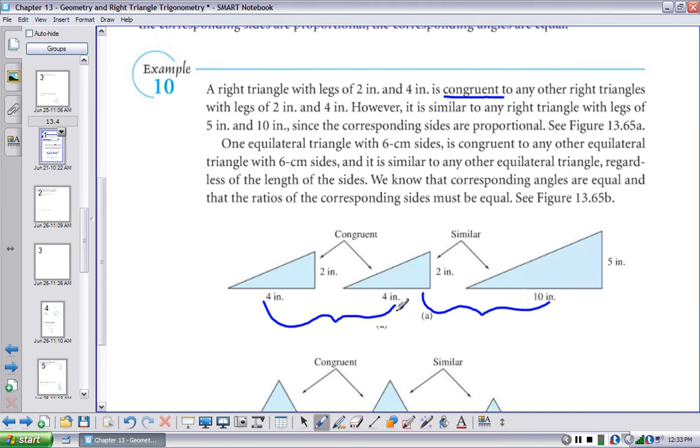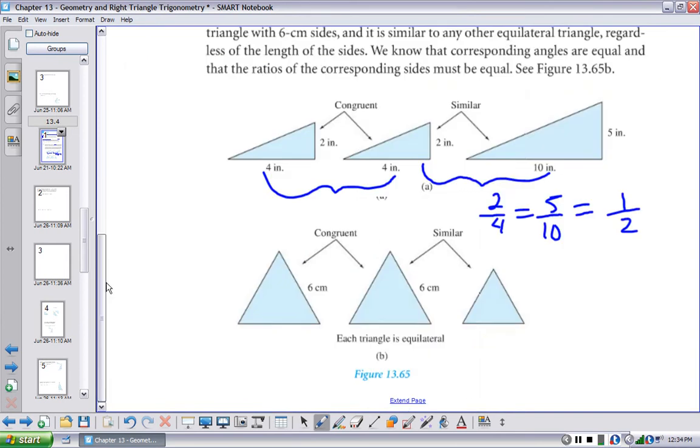Whereas if you look at the second two, here we have 4 inches, 10 inches, 2 inches, 5 inches. So it looks like they are proportional, because 2 over 4 is the same as 5 over 10. Both of those reduce to 1/2. So those are similar. Notice they're similar in that the sides are proportional, not the same. If the sides are the same, they are congruent.